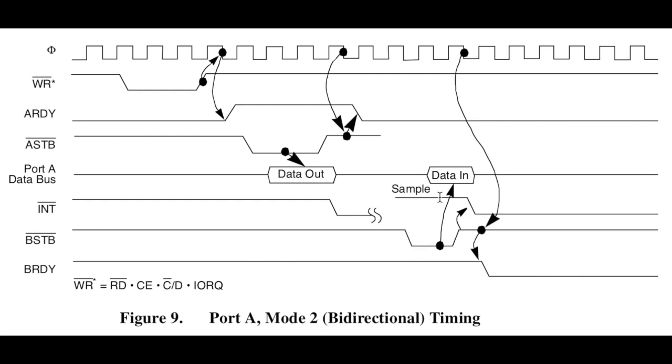In that time, the PIO will read the data, and with the rising edge of the peripheral's strobe, an interrupt can also be generated if it's enabled on the PIO, and with the next falling edge of the clock, the ready line goes low again. And the ready line stays low until the CPU has read the data on the PIO.